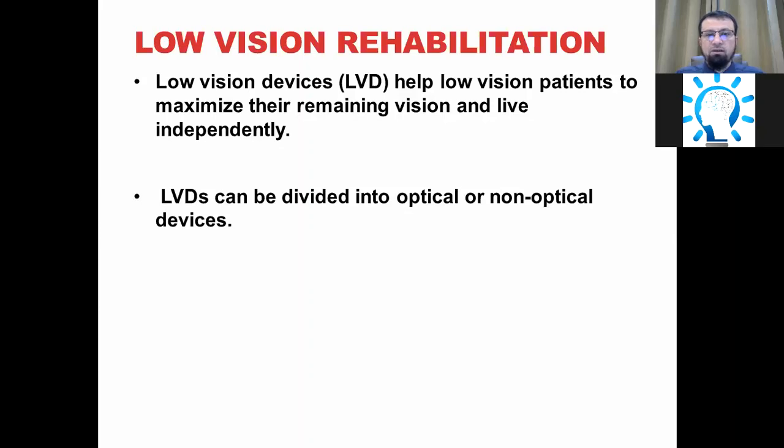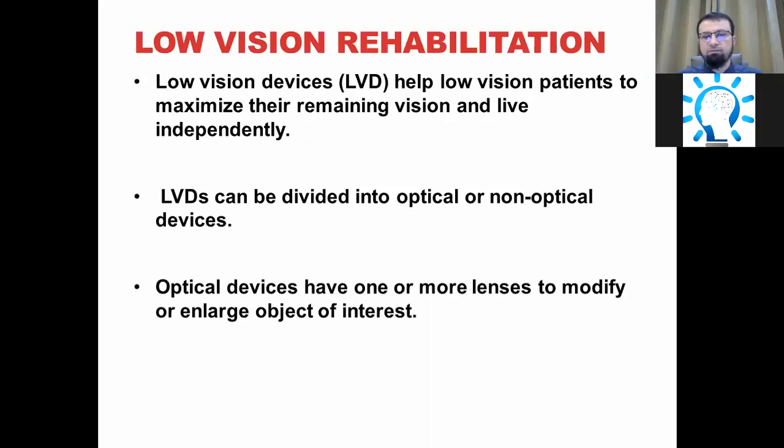Low vision devices can be divided into optical and non-optical devices. Optical devices are used on the eye, and non-optical devices are not necessarily lenses at all. The optical devices can have one lens or more than one lens, to modify or enlarge the object of interest. There is something that we need to know about magnifiers, which are used to make the picture big.